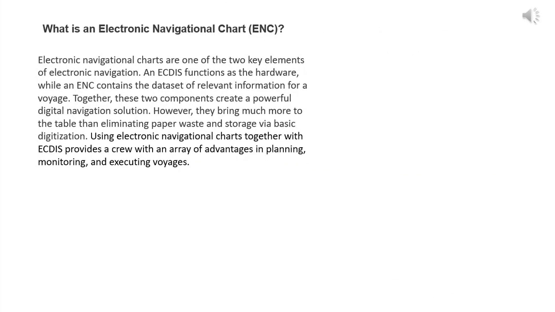What is an electronic navigational chart, ENC? Electronic navigational charts are one of the two key elements of electronic navigation. An ECDIS functions as the hardware, while an ENC contains the dataset of relevant information for a voyage. Together, these two components create a powerful digital navigation solution. However, they bring much more to the table than eliminating paper waste and storage via basic digitization. Using electronic navigational charts together with ECDIS provides a crew with an array of advantages in planning, monitoring, and executing voyages.